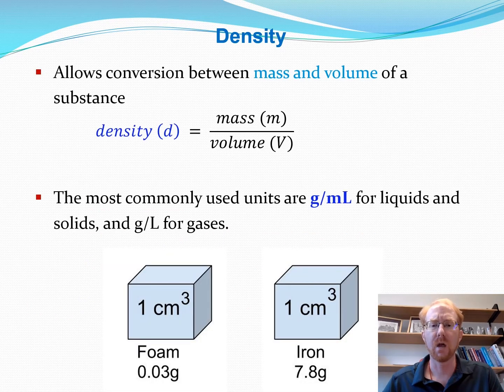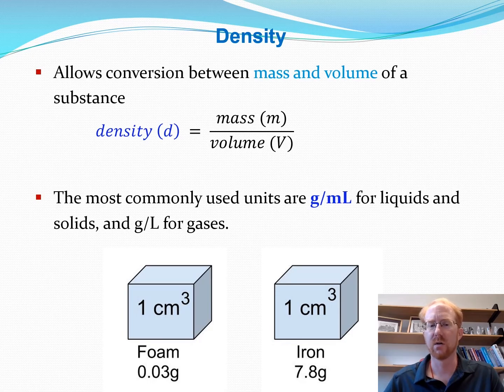Let's look at density. Density allows the conversion between mass and volume of a substance. So density is mass divided by volume. Usually this is referred to in terms of grams per milliliter for liquids and solids, or grams per liter for gases. Occasionally you'll see the mass unit in terms of kilograms, but most often it's grams per milliliter for liquids and solids.